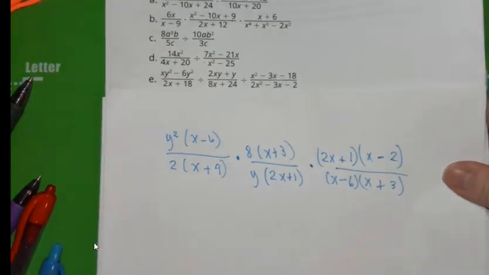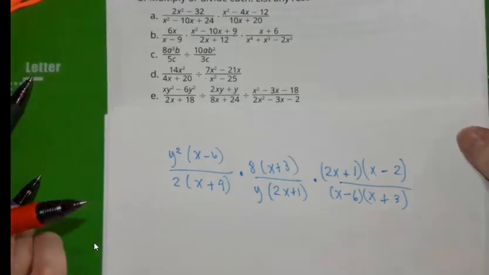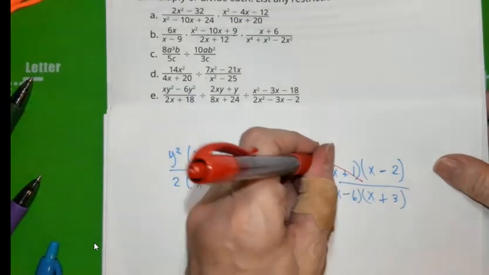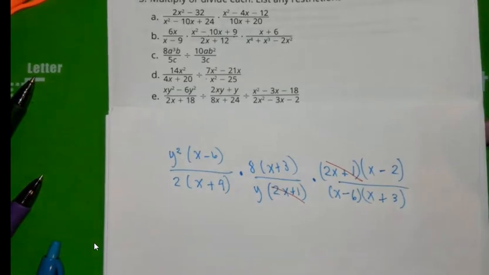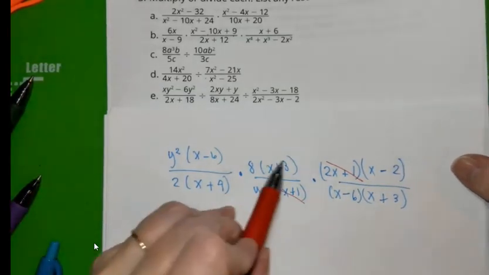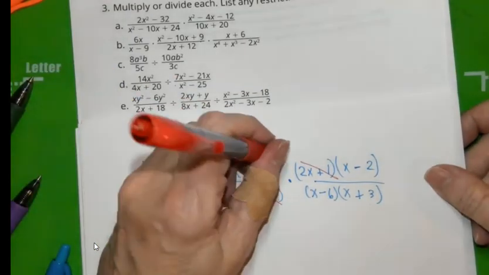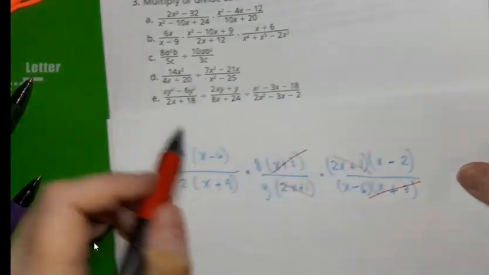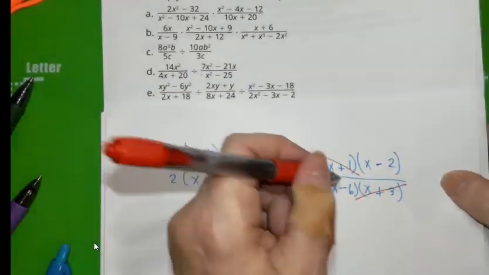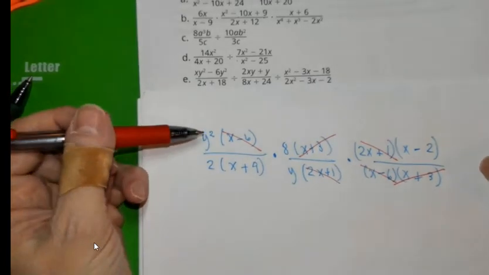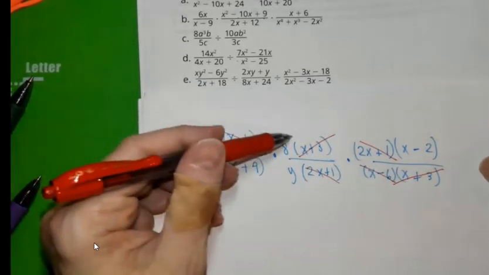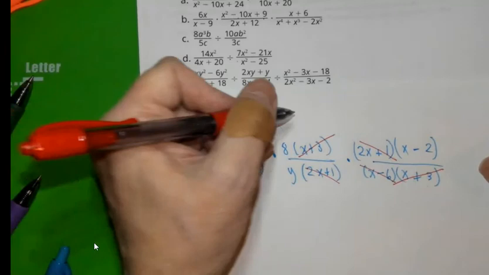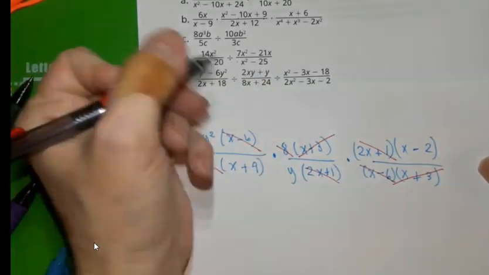All right, finally, I'm ready to look for common factors. So notice 2x plus 1s, and these are just random. You'll notice I don't have any order I go in. I just start looking. I see an x plus 3 here and here. These can divide out. I see an x minus 6 here. It can divide out. Let's see. I have a 2 and an 8. 2 goes into 8 4 times, so I could divide out a 2.